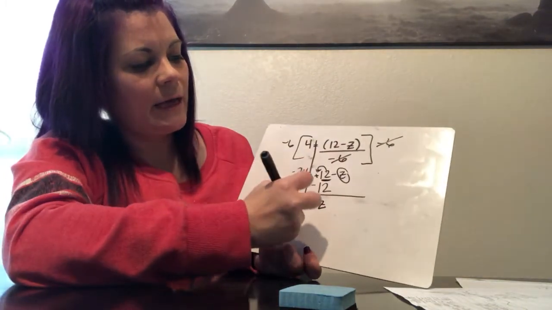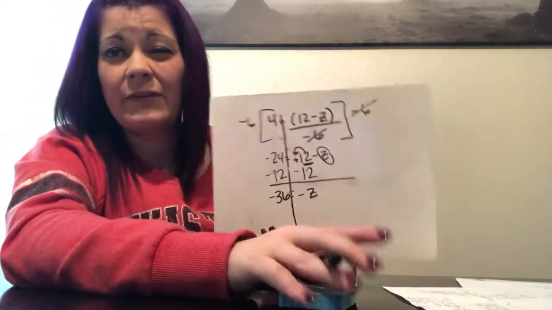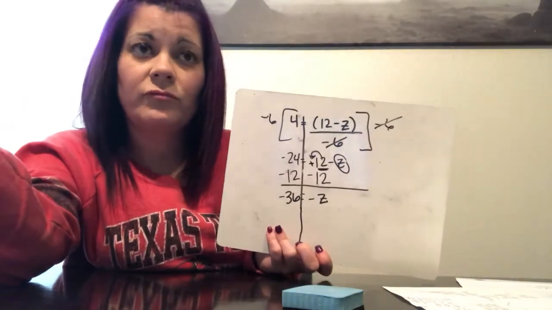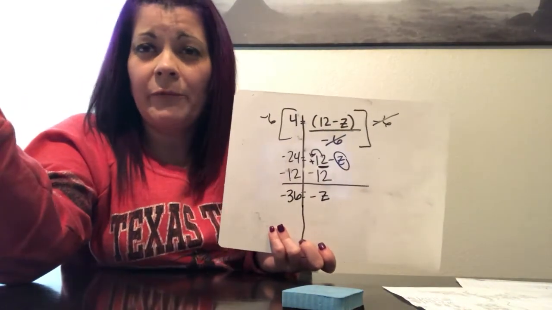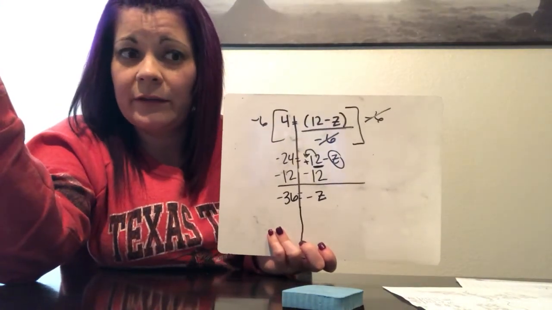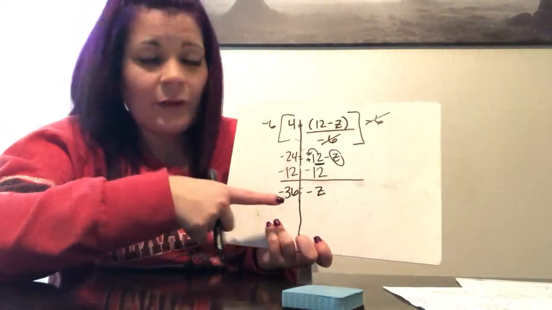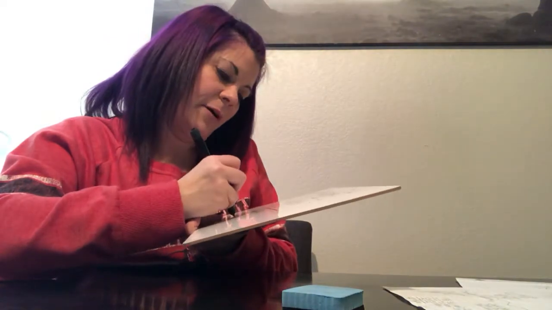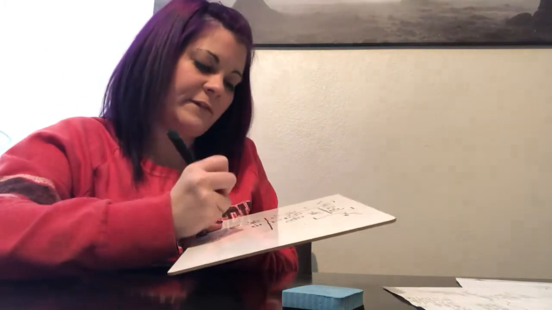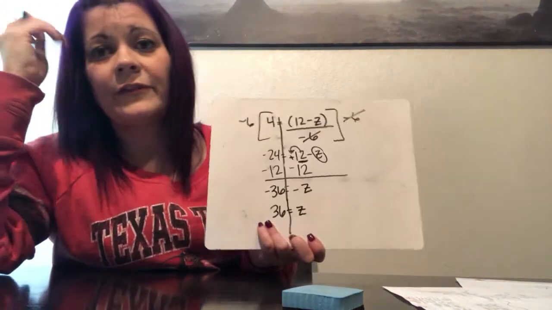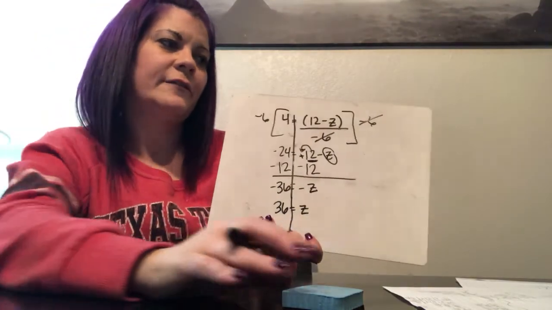Now we have -36 equals -z. We can't have a negative variable. So to do that, all we need to do is take the opposite of it, because the opposite of a negative variable is a positive variable. But if we do that to one side, you have to do it to the other. So the opposite of -36 is a positive 36, and the opposite of -z is a positive z. So you have z equals 36.